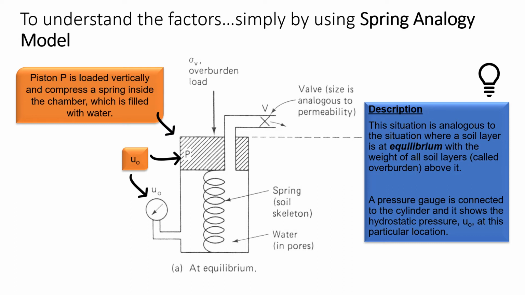This situation is analogous to a soil layer at equilibrium with the weight of all soil layers above it, which we call overburden. A pressure gauge is connected to the cylinder and it shows the hydrostatic pressure U0 at this particular location. At this stage, piston P is loaded vertically and compresses a spring inside the chamber which is filled with water.